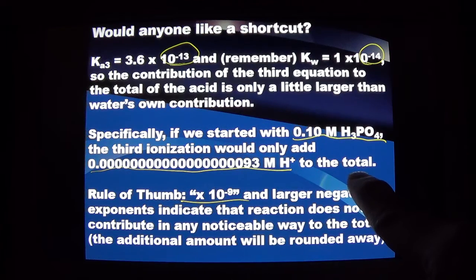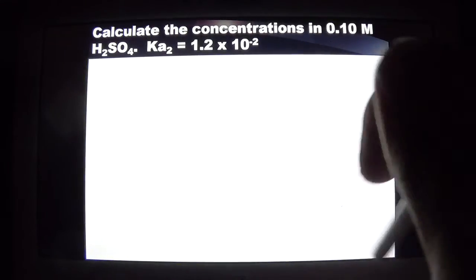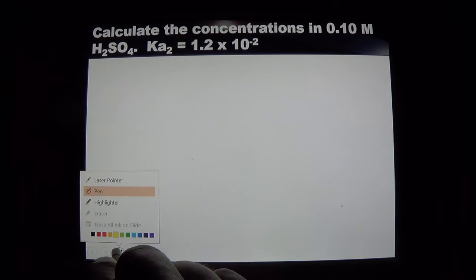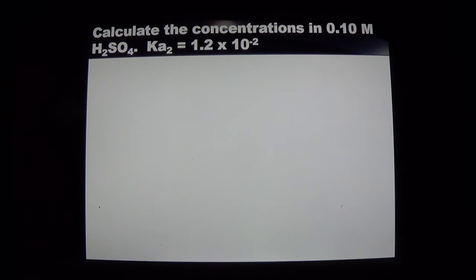Now with that all said, that's about the way we have to handle it, but the way I would consider it being seen most likely on the AP exam is more like this. I can totally see a question like this as a free response; it could also be multiple choice, probably not likely because you would want some help from a calculator. So here's my situation. I've got 0.10 molarity of sulfuric acid and I have a Ka2. The first thing I want you to realize is, what am I missing? I don't have a Ka1.